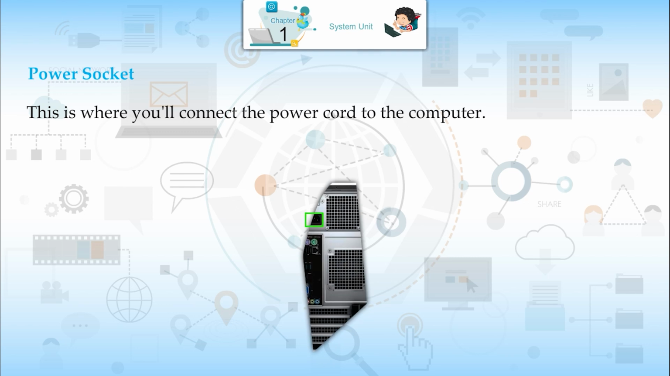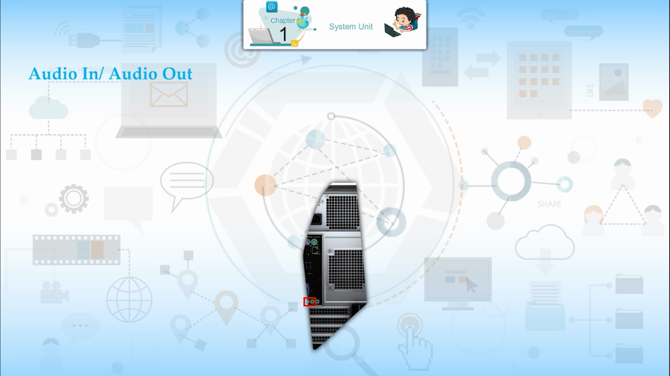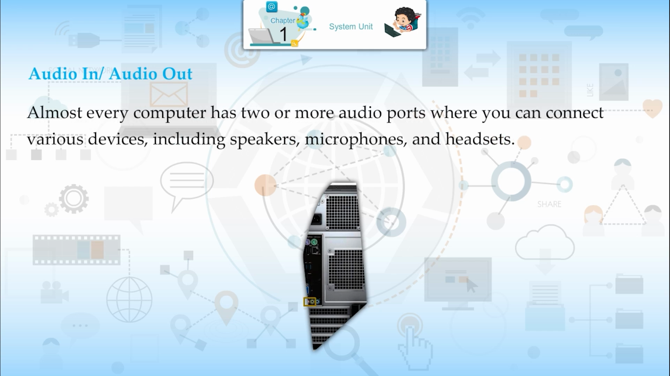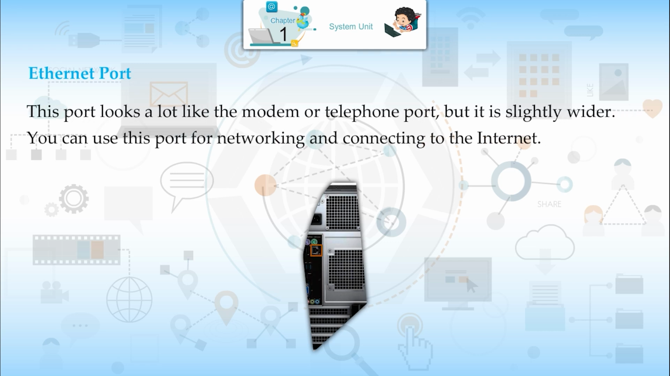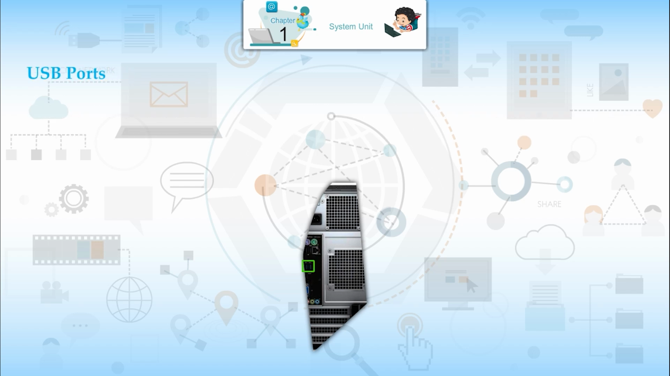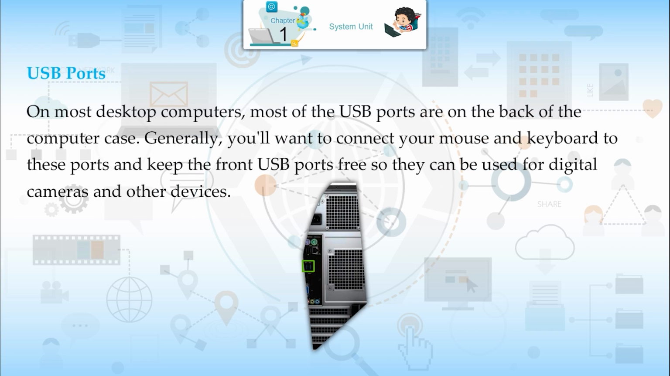Power socket. This is where you'll connect the power cord to the computer. Audio in or audio out. Almost every computer has 2 or more audio ports where you can connect various devices, including speakers, microphones, and headsets. Ethernet port. This port looks a lot like the modem or telephone port, but it is slightly wider. You can use this port for networking and connecting to the internet. USB ports. On most desktop computers, most of the USB ports are on the back of the computer case.